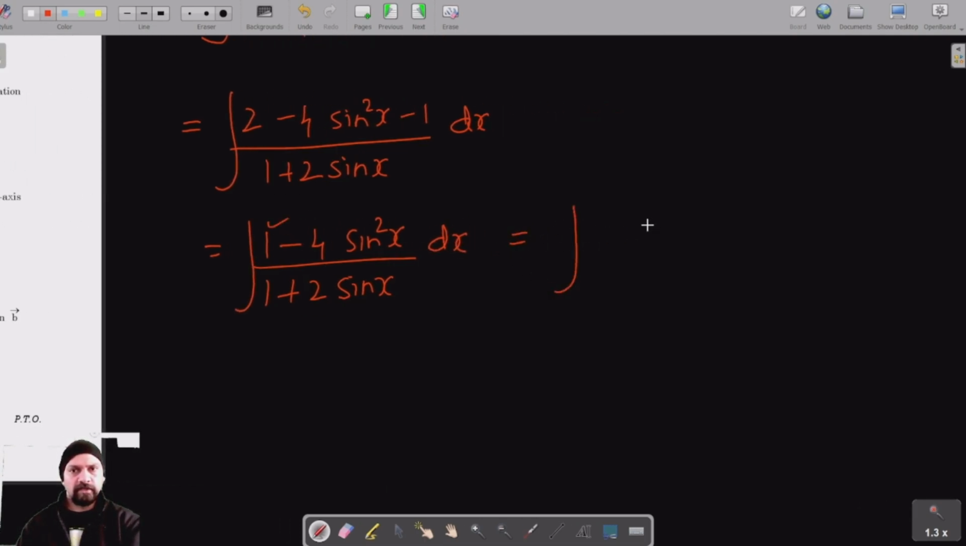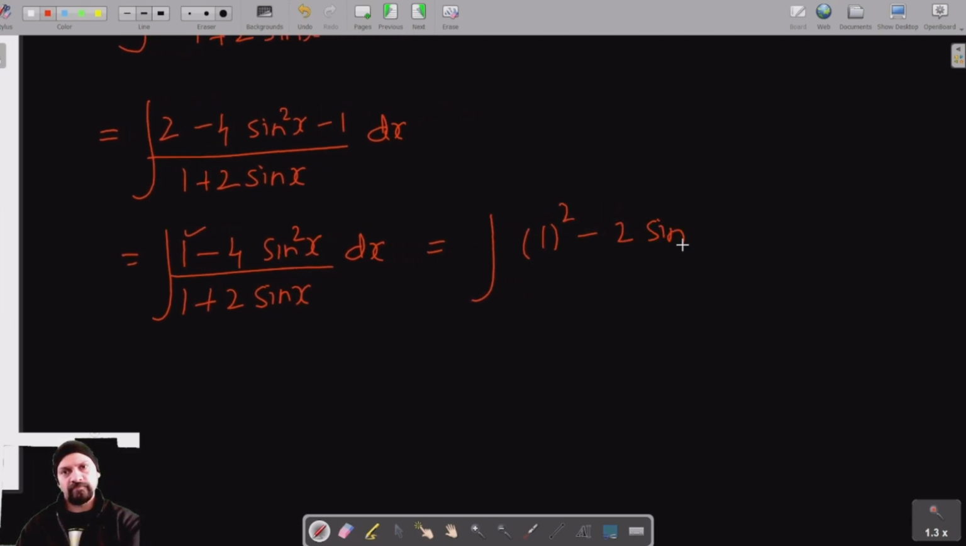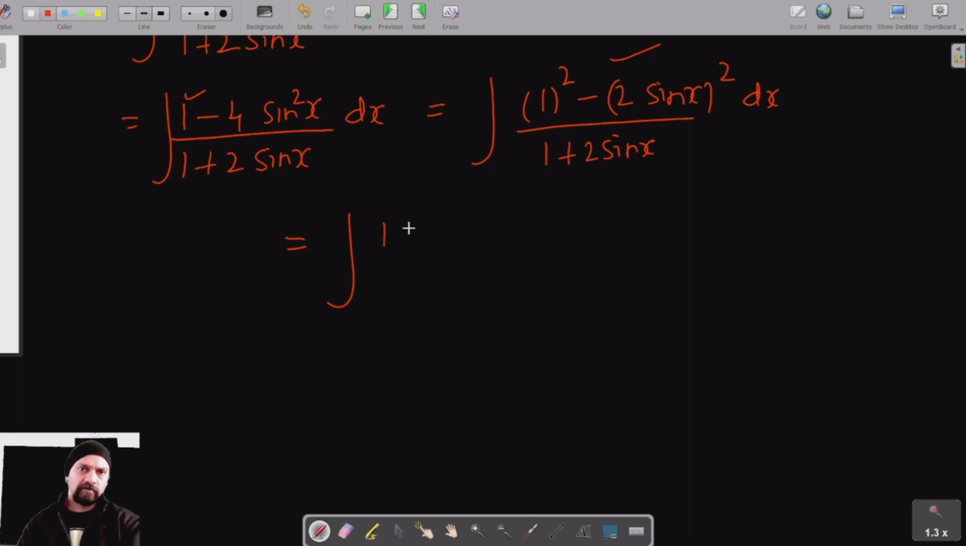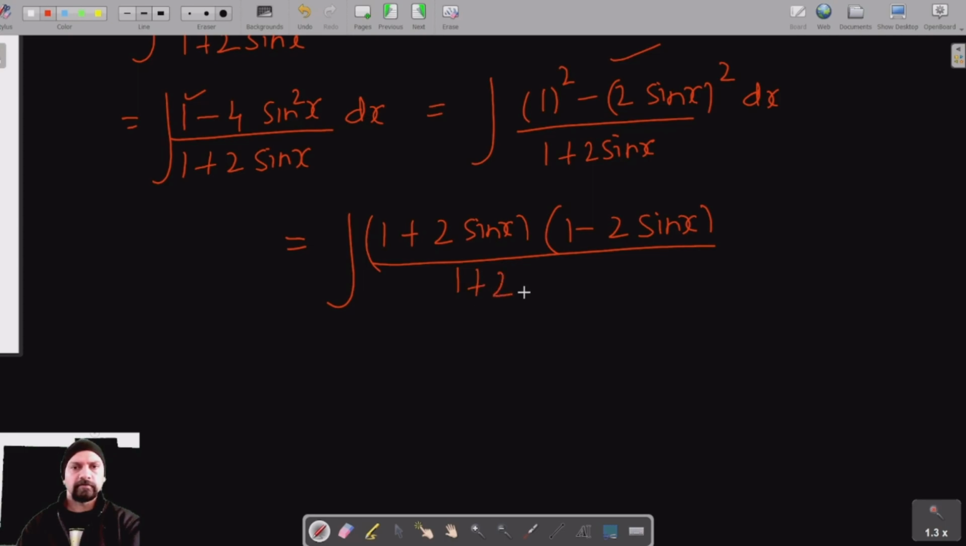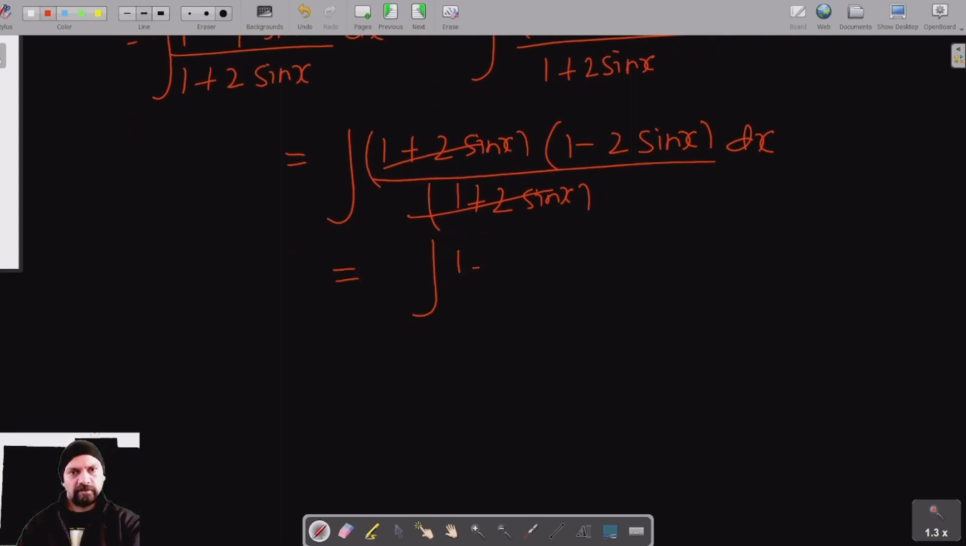Okay, so 1 is 1 square, and 4 sine square x can be written as 2 sine x the whole square, which is a square minus b square, and a square minus b square is a plus b into a minus b. Okay, this gets cancelled. So we are left with integration of 1 minus 2 sine x into dx.